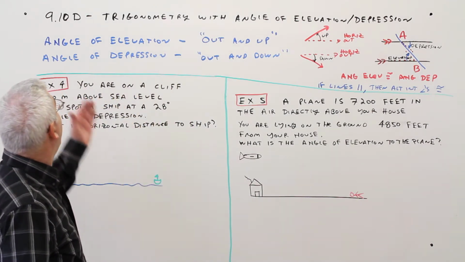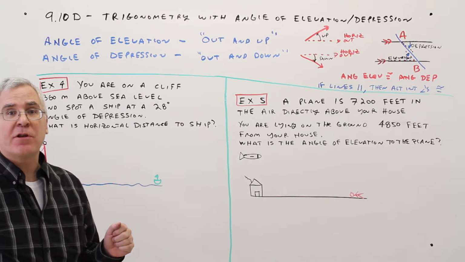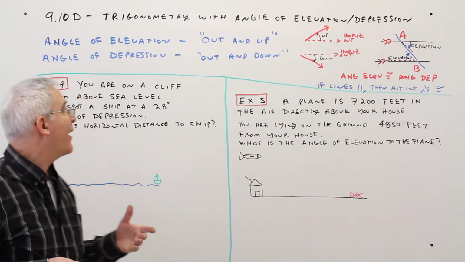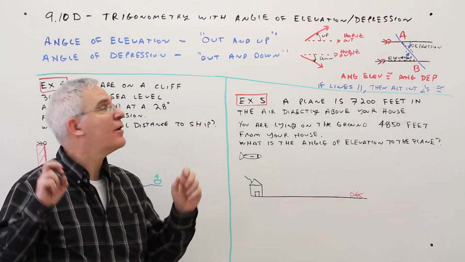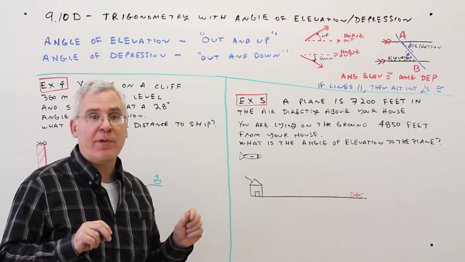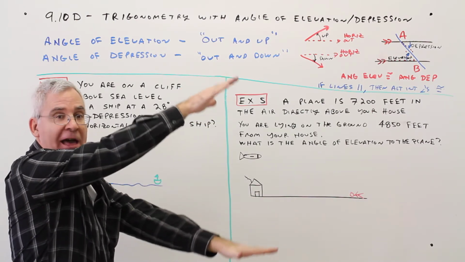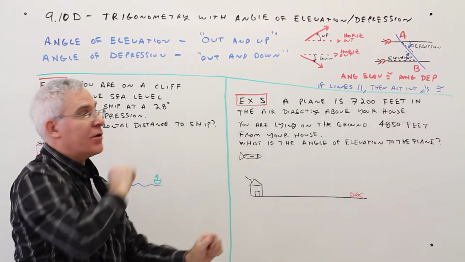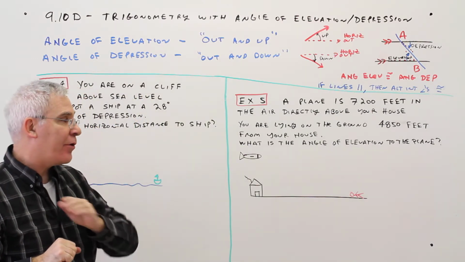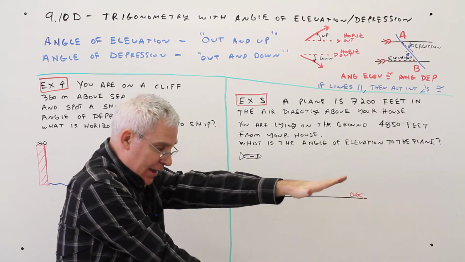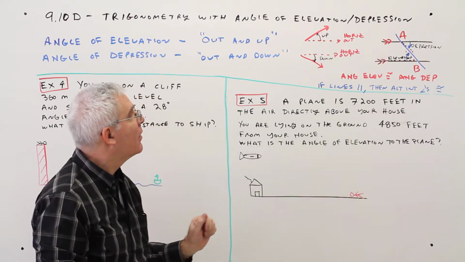Welcome to video 9.10d, trigonometry with angle of elevation and depression. Let's first define those terms. Angle of elevation, I like to say out and up. What I simply mean by that is you go straight out horizontally and then up, and that is the angle of elevation. Angle of depression, I like to say out and down. You go straight out horizontally and then downwards, and that is the angle of depression.